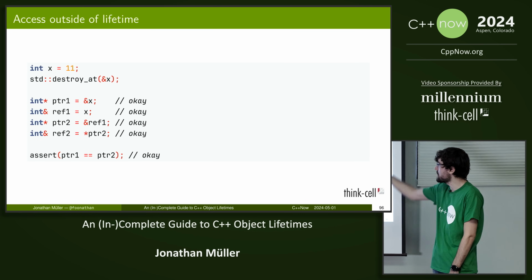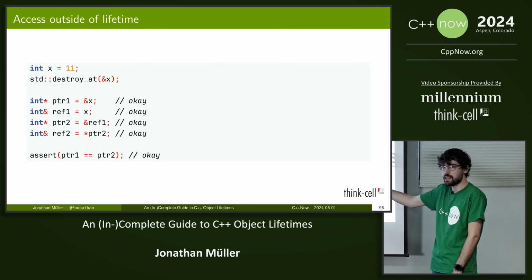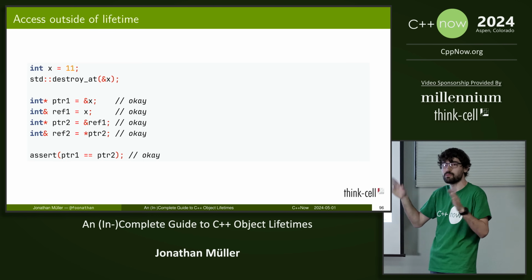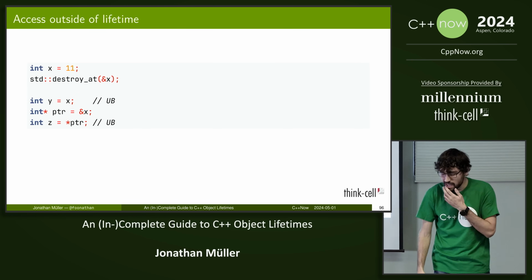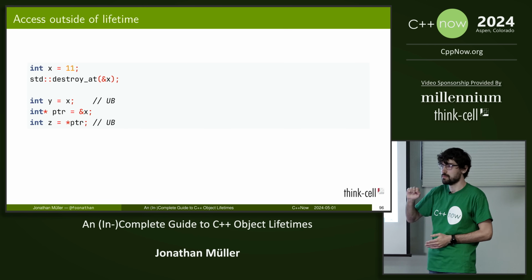what do you expect? We can freely take addresses and references, and we can compare the address of the thing. This is fine. We're not accessing the destroyed object, we're just creating references and pointers to it. But we cannot actually access it, right? Because we don't have an int object, we've destroyed it.